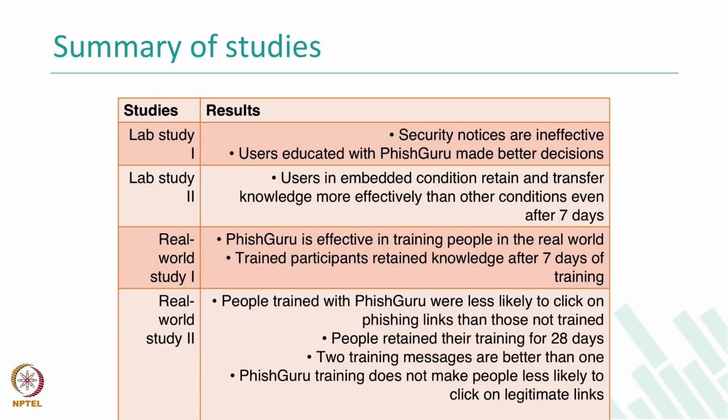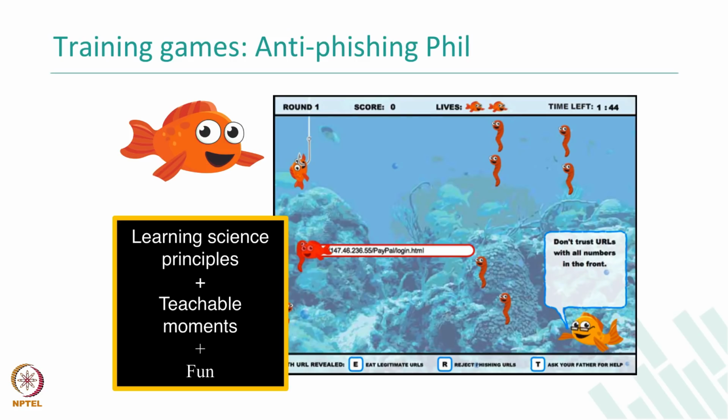Lab study 1, lab study 2, which is comparing security notices, making the PhishGuru understand how PhishGuru is working, and effectiveness of PhishGuru evaluation. And real world study 1 is the Portuguese study where the content was converted into Portuguese and evaluated. Real world study 2 showed that it is perfectly possible to train people when these kind of embedded training concepts are applied.